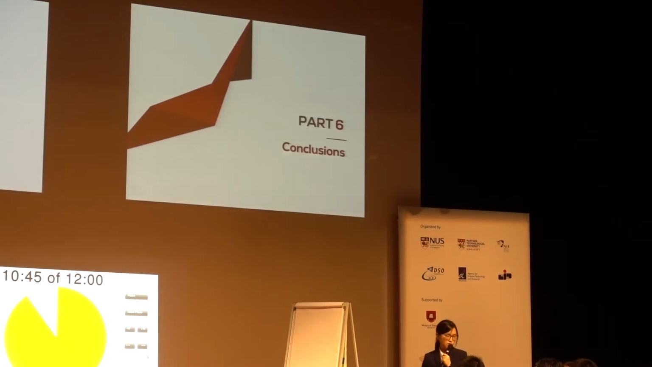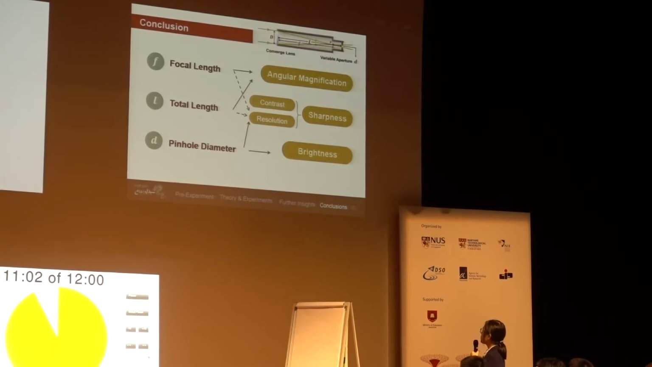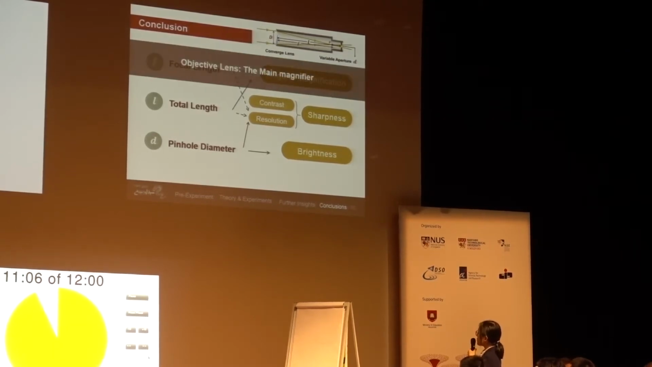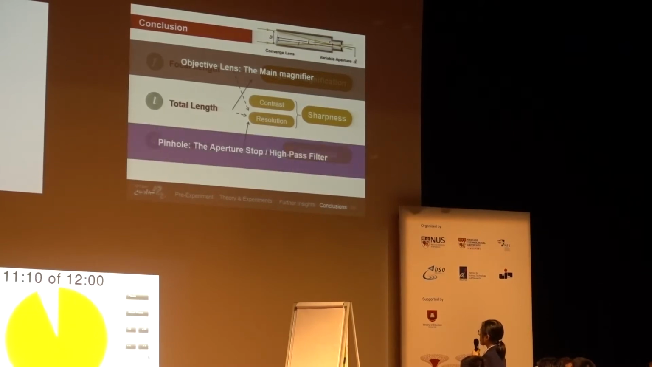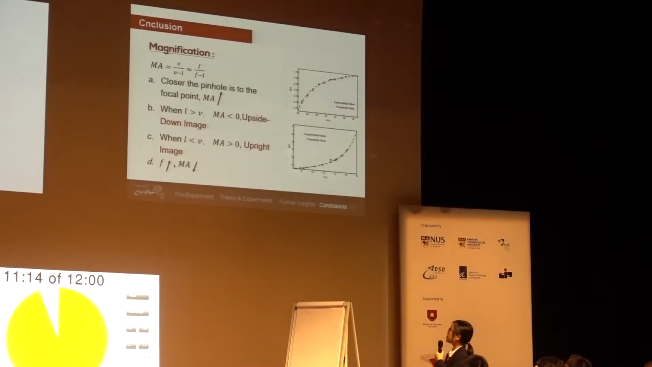So now we draw our conclusion. For the angular magnification, the focal length and the total length of the telescope are correlated with it. For the resolution, the most important is the pinhole diameter, and both the focal length and total length influence it. The brightness is only influenced by the pinhole diameter. So we can see that the objective lens is the main magnifier, and the pinhole is the aperture stop or high pass filter, which can make the picture clearer.